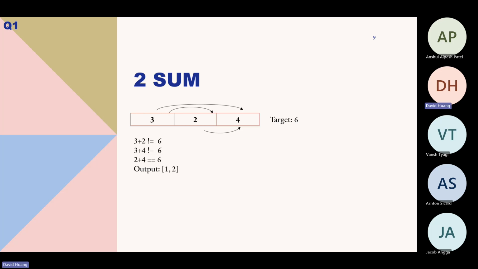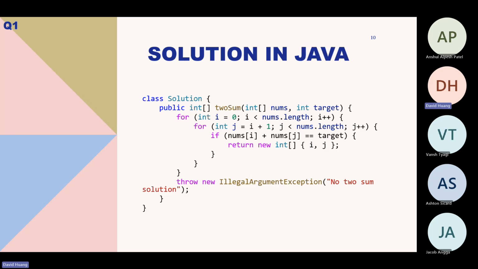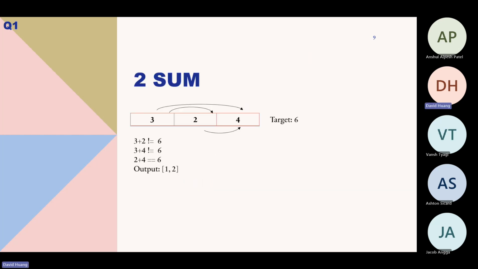So it says, given an integer array nums, return true if any value appears at least twice in the array and return false if every element is distinct. So in this example, we have a made up example of 3, 2, 4 in the array that targets 6. So it goes in the first, the 0 index.